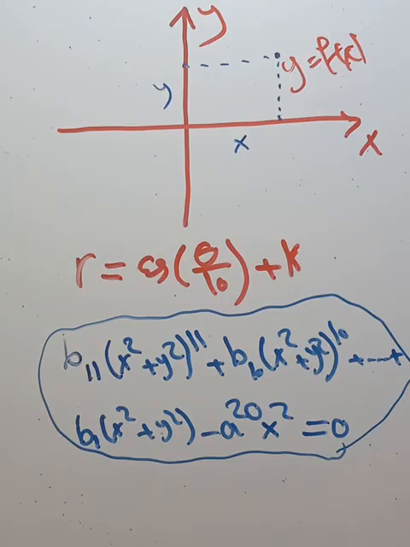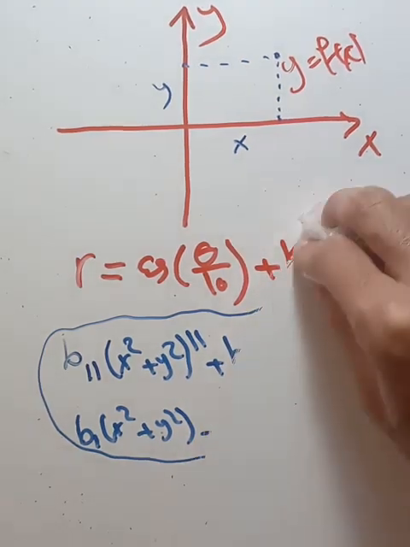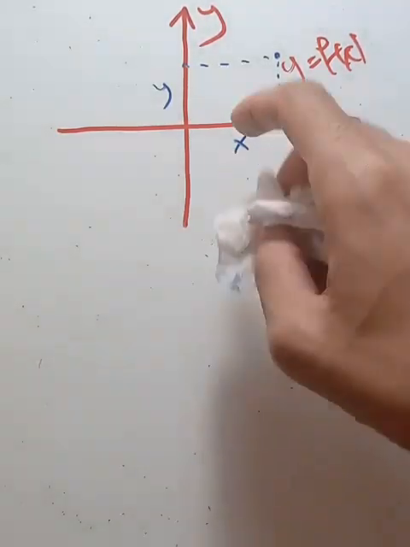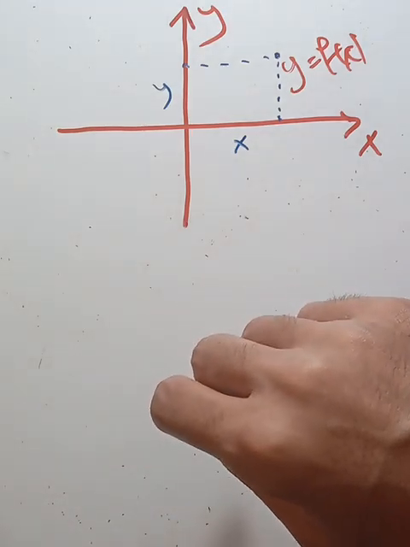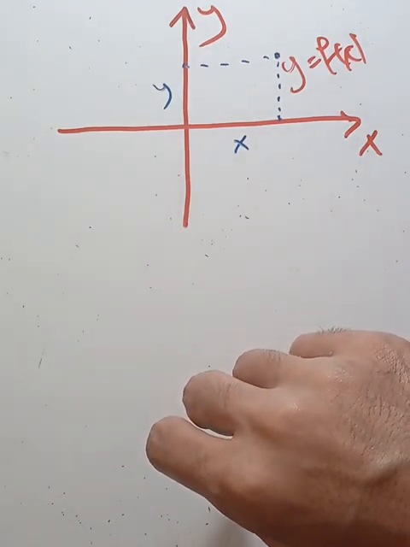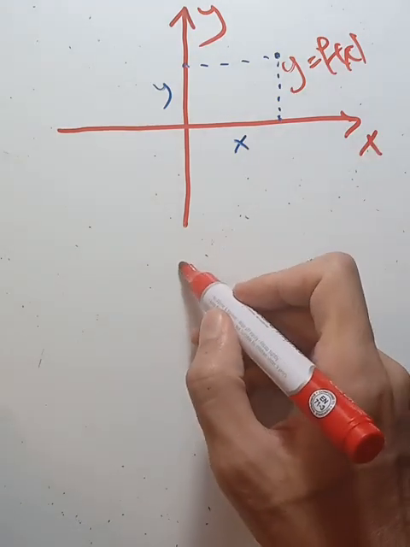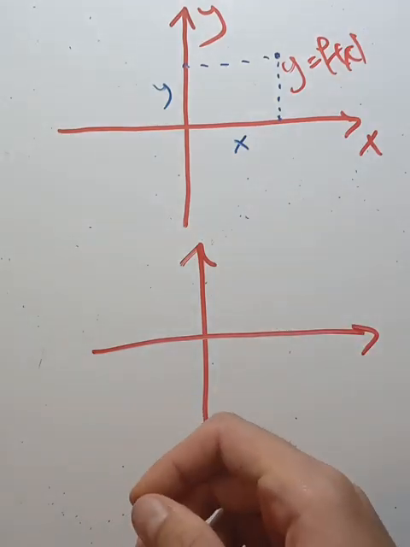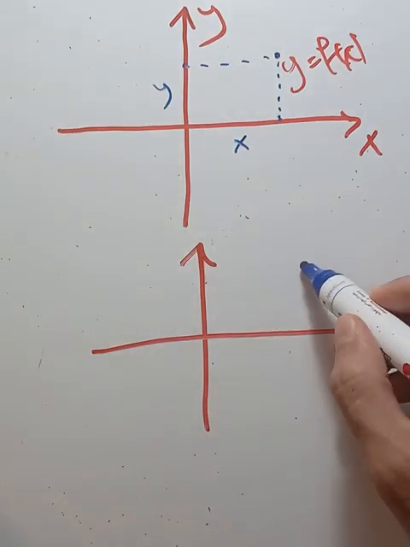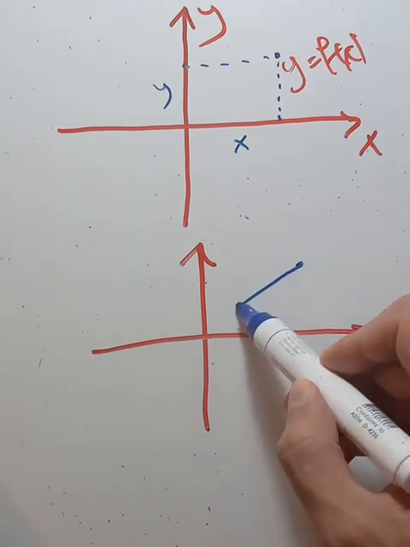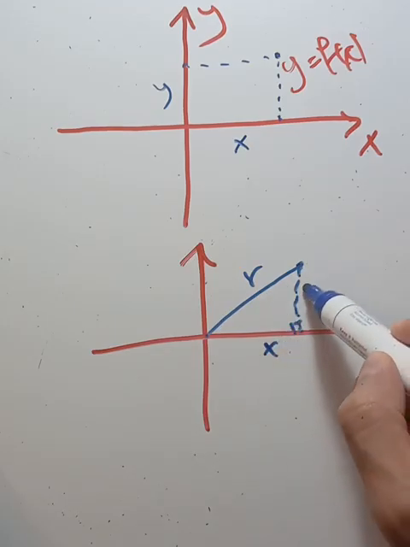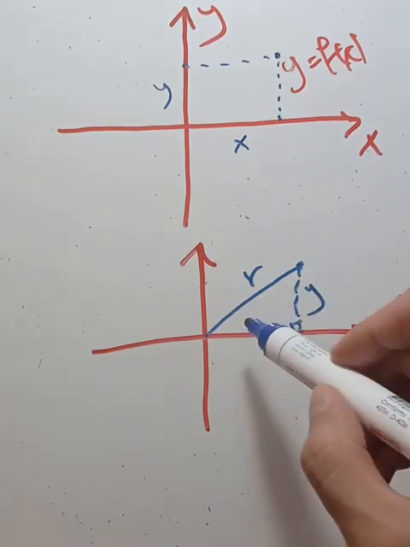But one more thing here is how to convert equations between the two coordinate systems. This is our point, this is r, this is x, and this is y, and this is theta.